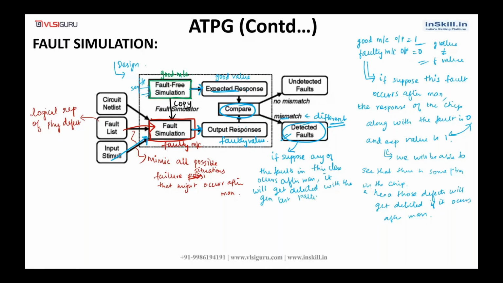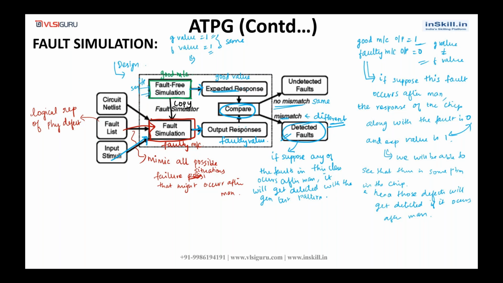Okay. And then when the tool compares the good value and faulty value and finds no mismatch, that means both are the same. So consider this case: the good value is equal to 1 and the faulty value is also equal to 1, so both are the same. What does it imply? It implies that if this fault occurs after manufacturing, the response of the chip along with the fault is 1, and the expected response is also 1.